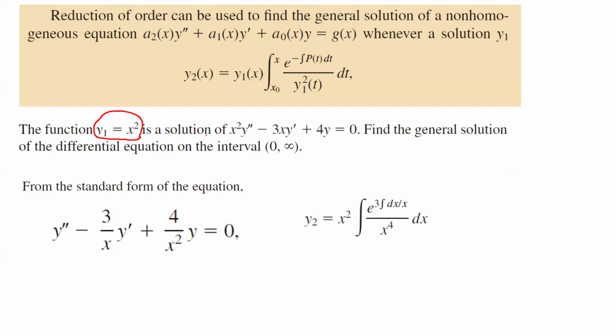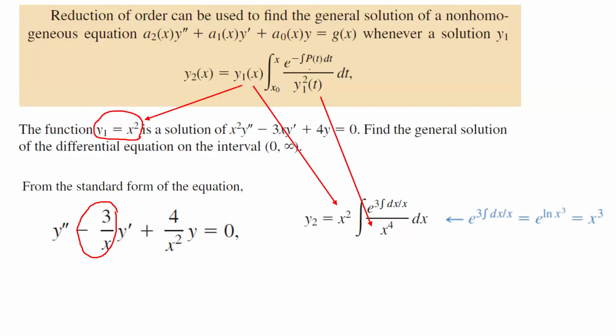Now, y2 is equal to x squared, which is given to us, times the integral of e to the 3 integral dx over x. So negative 3 divided by x is going to land on the power of the exponential function. So here when it says negative integral of P(x) dx, this is going inside the integral. And since you have a negative sign already in front of the integral, the negative and negative disappear. And on the denominator, you have x squared to the second power, which is x to the fourth.